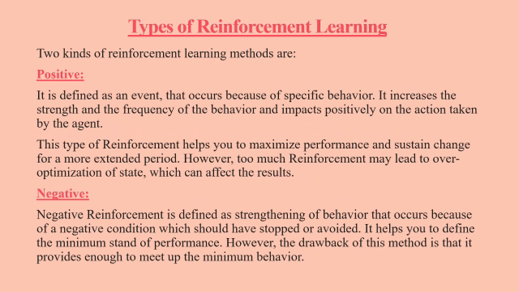There are two types of reinforcement learning method. The first method is positive reinforcement learning. It is defined as an event that occurs because of specific behavior. It increases the strength and the frequency of the behavior and impacts positively on the action taken by the agent.